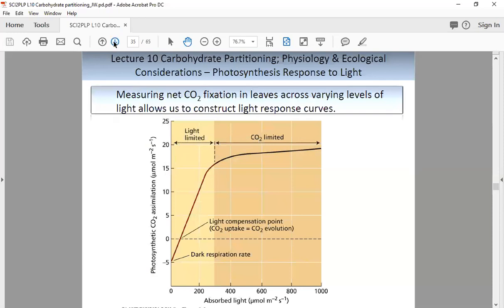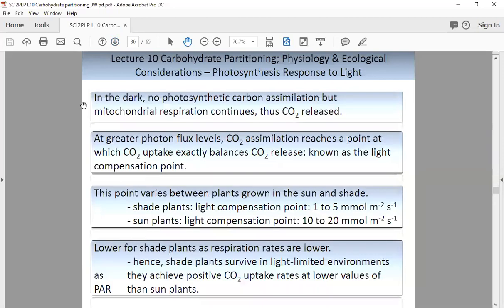Let's recap a couple of main points on the next slide. In the dark, no photosynthetic carbon assimilation occurs, but mitochondrial respiration continues, so carbon dioxide is released from the plant rather than being fixed. At greater light absorption levels, carbon dioxide assimilation starts to occur through photosynthesis, and this will reach a point at which carbon dioxide uptake exactly balances carbon dioxide release, and this is known as the light compensation point.